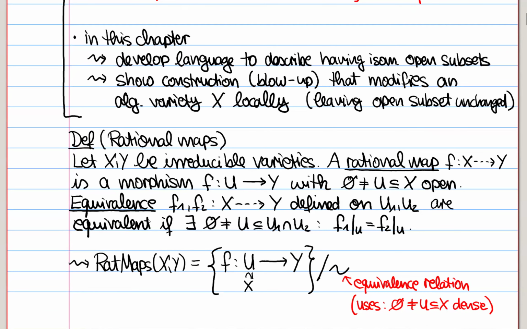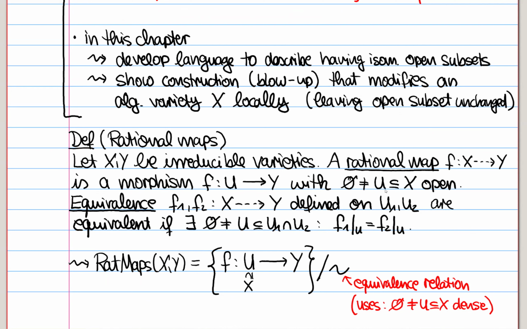So for this discussion, we will have X and Y be irreducible varieties for simplicity. Then a rational map, which is denoted like this, it's almost like a map, but the arrow is dashed like this, is the data of a morphism from U to Y, where U inside X is a non-empty open subset. So in other words, defining a rational map, you don't have to define it on all of X. You only have to define it on some open subset, which is then necessarily dense.